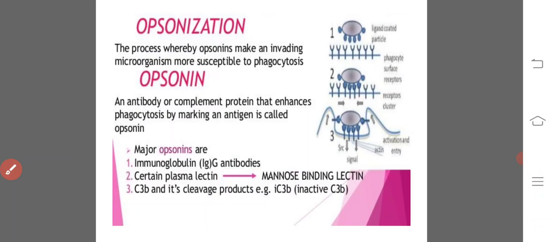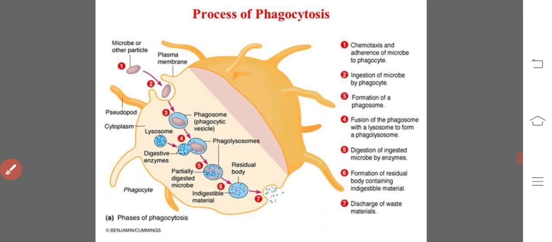This is about the process of opsonization. The major opsonins, the best examples of opsonins, are immunoglobulin G (IgG) antibodies, certain plasma lectins, that is mannose binding lectin, and C3b and its cleavage products, that is inactive C3b. These are the components in the opsonization.